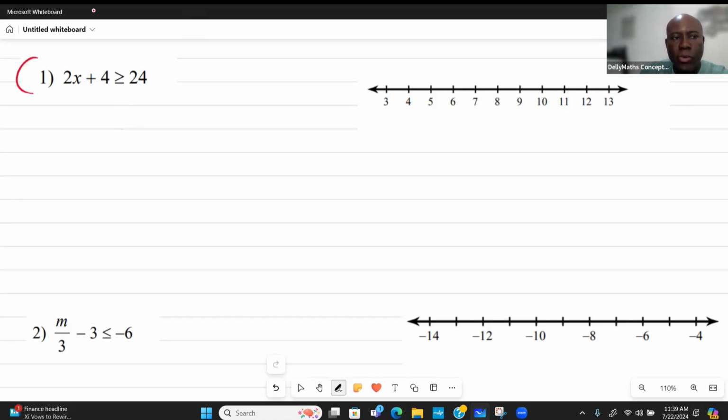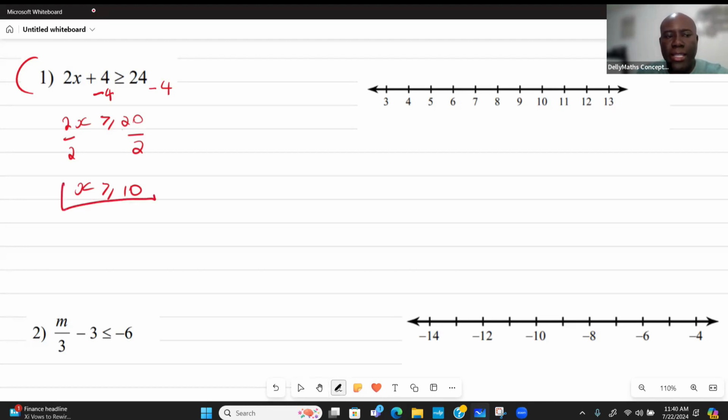Number one, we have 2x plus 4 is greater than or equal to 24. First things first, let us subtract 4 from both sides. So we're left with 2x, which is greater than or equal to 20. And then here, we're going to divide both sides by 2. So we're left with x is greater than or equal to 10. As you could see, the way in which we solve these is just as though we would have solved a regular equation. So now we want to represent x is greater than or equal to 10 on the number line over here.